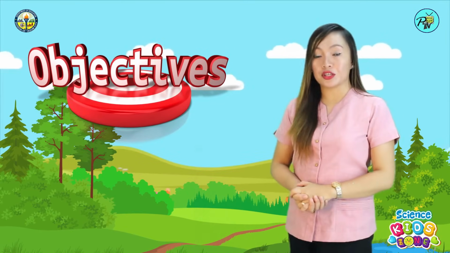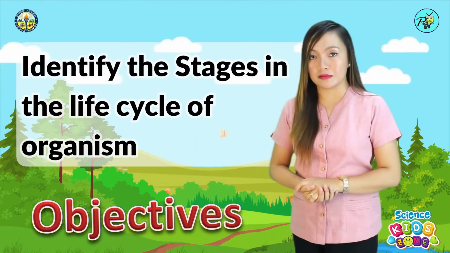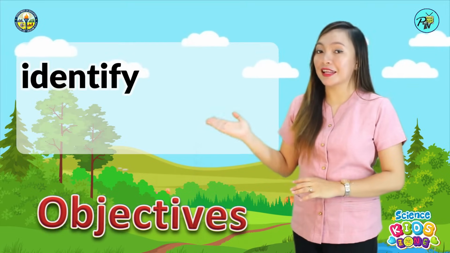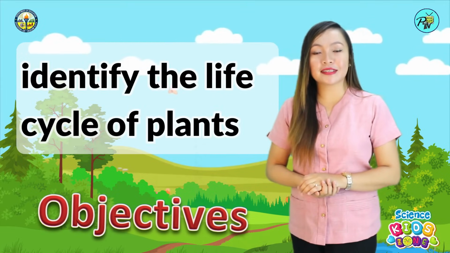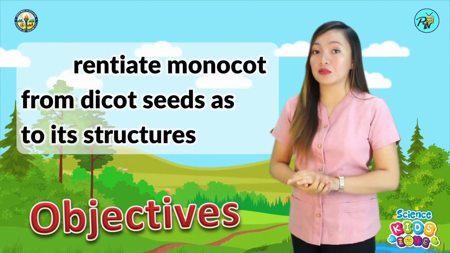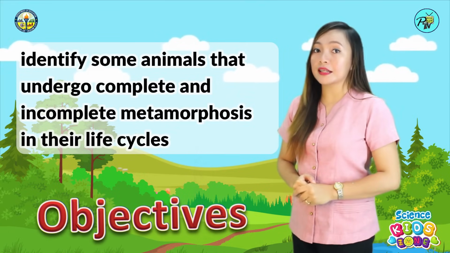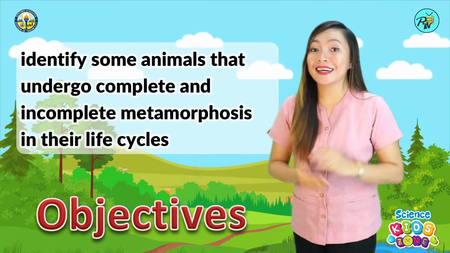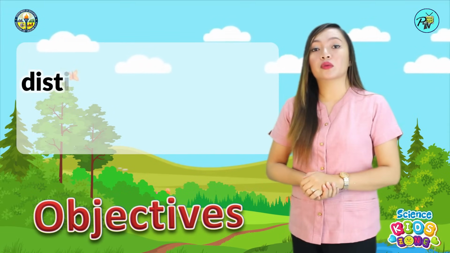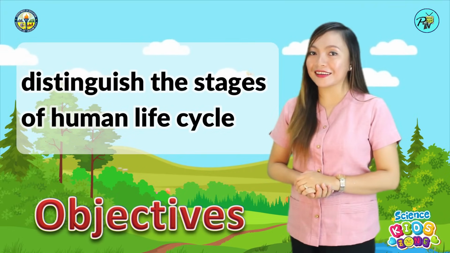For today's lesson, you will be able to identify the stages in the life cycle of organisms. Specifically, you will learn to identify the life cycle of plants, differentiate monocot from the dicot seeds as to its structures, identify some animals that undergo complete and incomplete metamorphosis in their life cycle, and lastly, you will be able to distinguish the stages of human life cycle.